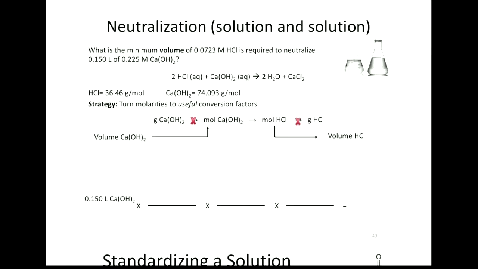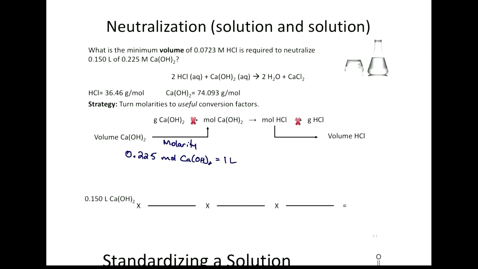It's the same strategy, except this time, instead of starting with grams of calcium hydroxide, we're starting with a volume of calcium hydroxide. So we want to actually use the molarity of that calcium hydroxide solution to get the mole amount. It's a new way to get a mole amount. If I want to rewrite that molarity of calcium hydroxide into something useful, I can rewrite it as 0.225 moles of calcium hydroxide equals 1 liter.